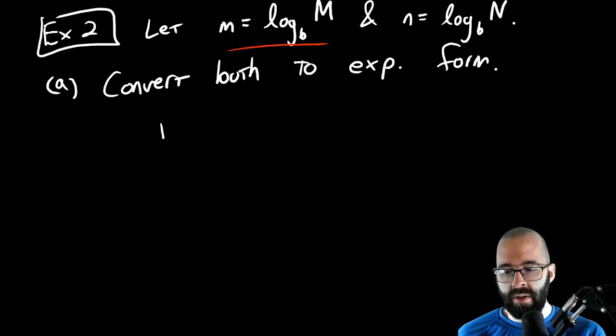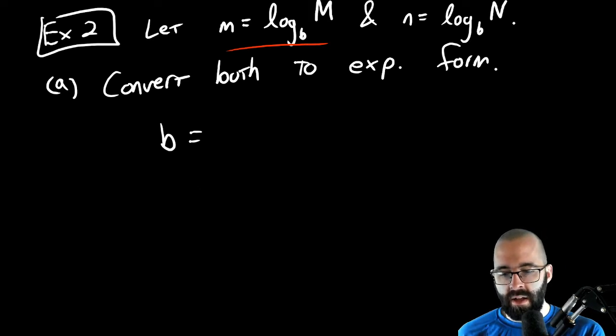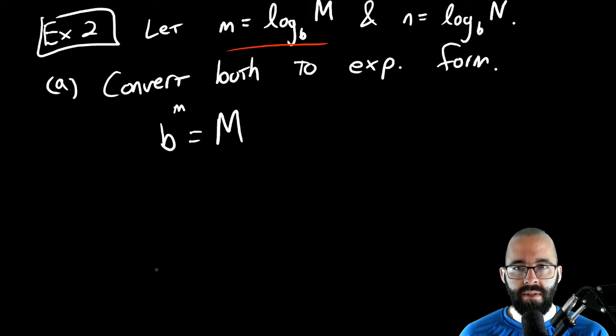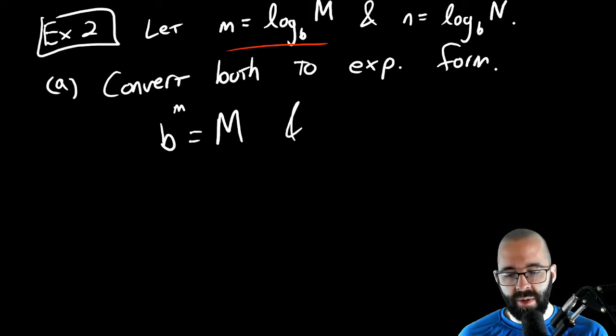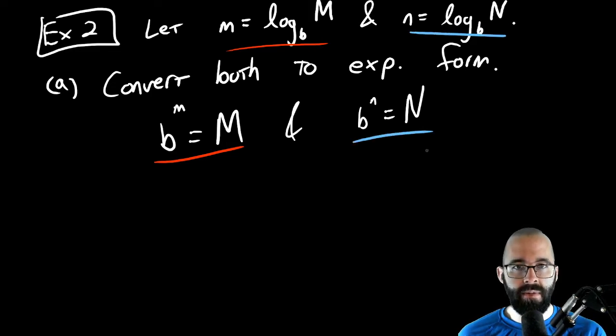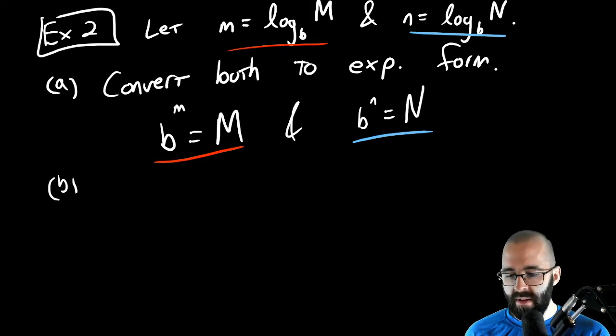The base of the logarithm is the base of the exponential function, b. The input of the logarithm becomes the output of the exponential, and the output of the logarithm becomes the input of the exponential function. And we can do the same thing with the other one. b to the little n equals big N. So the red is the same thing as the red, and the blue is the same thing as the blue. These are equivalent, exponential and logarithmic form.